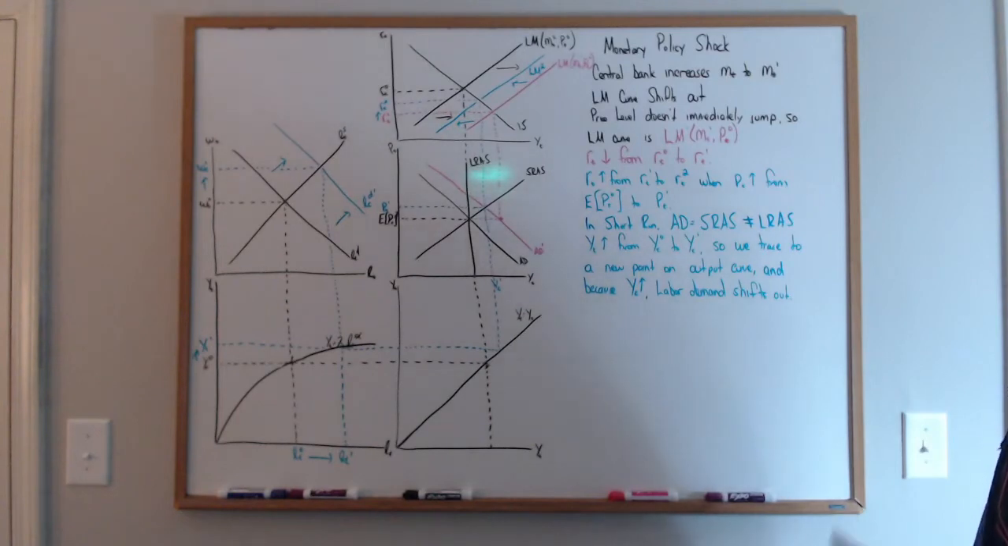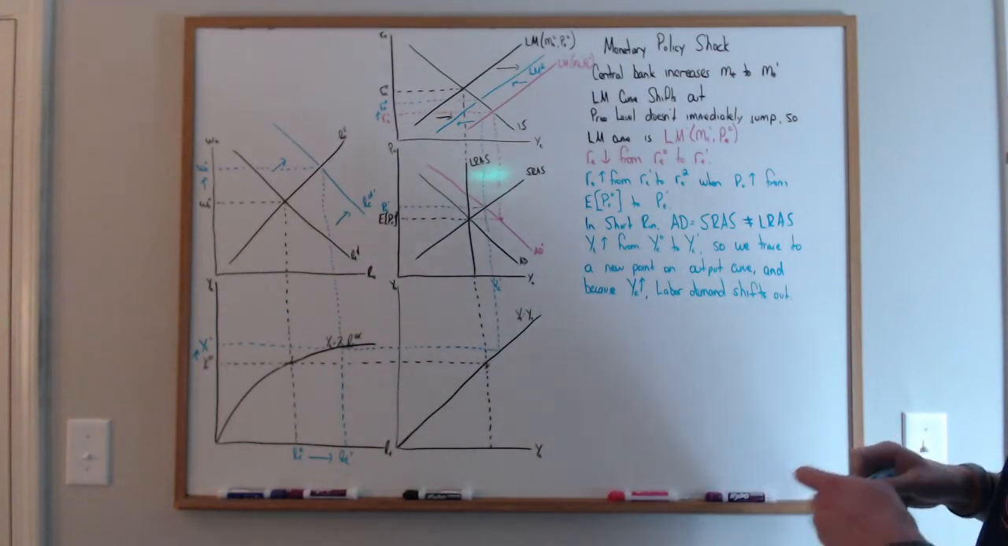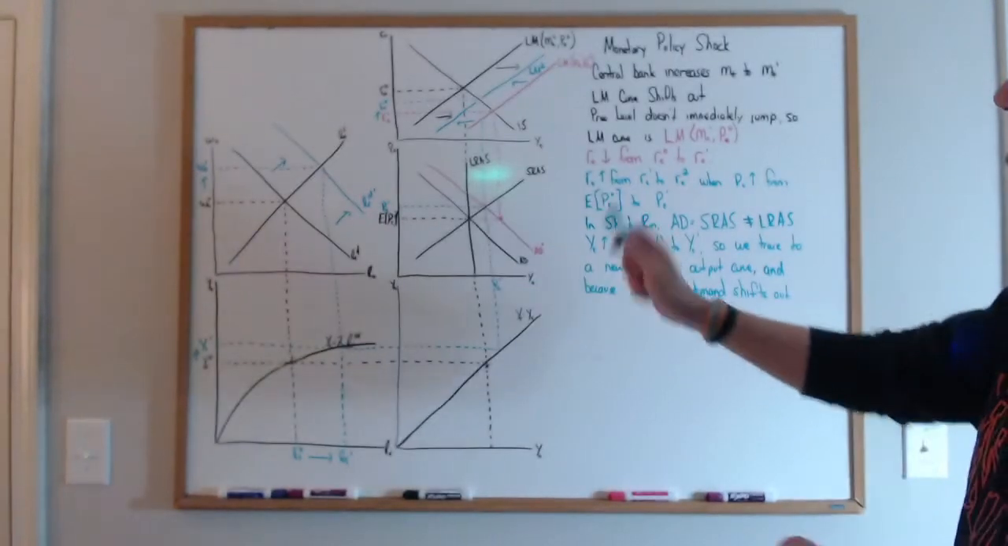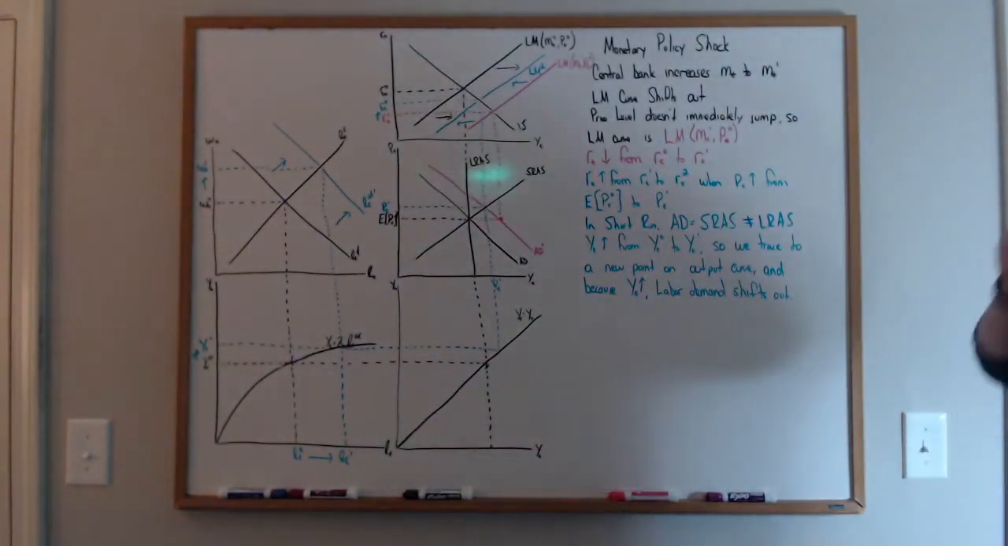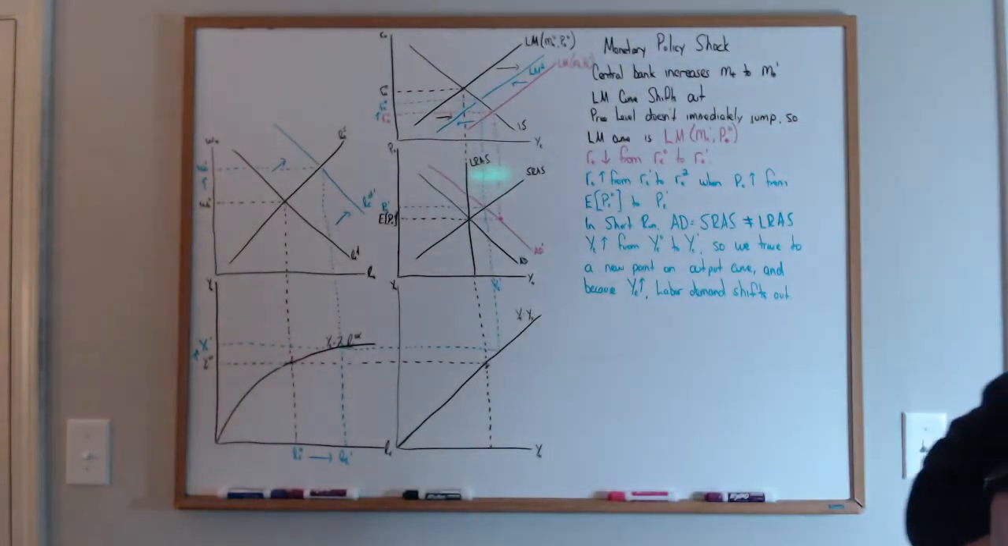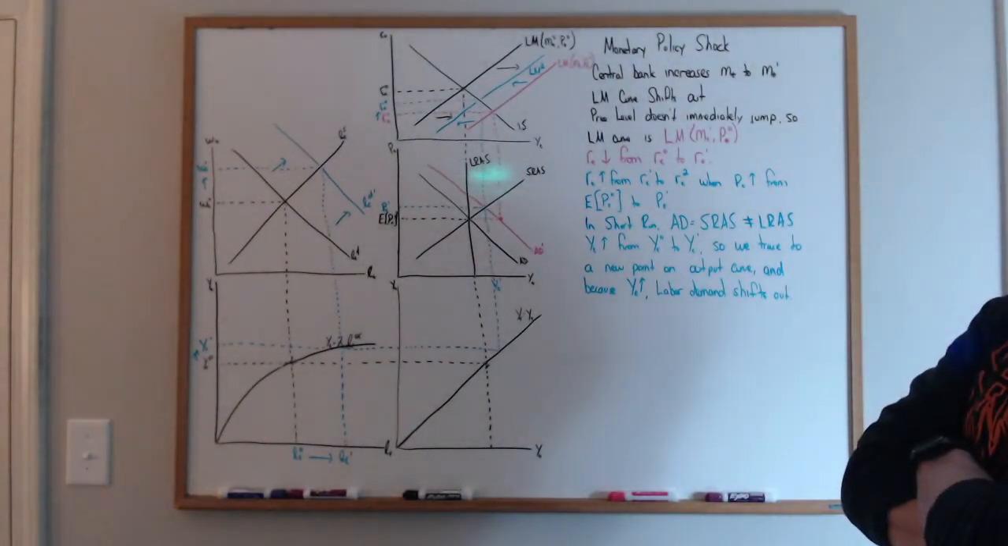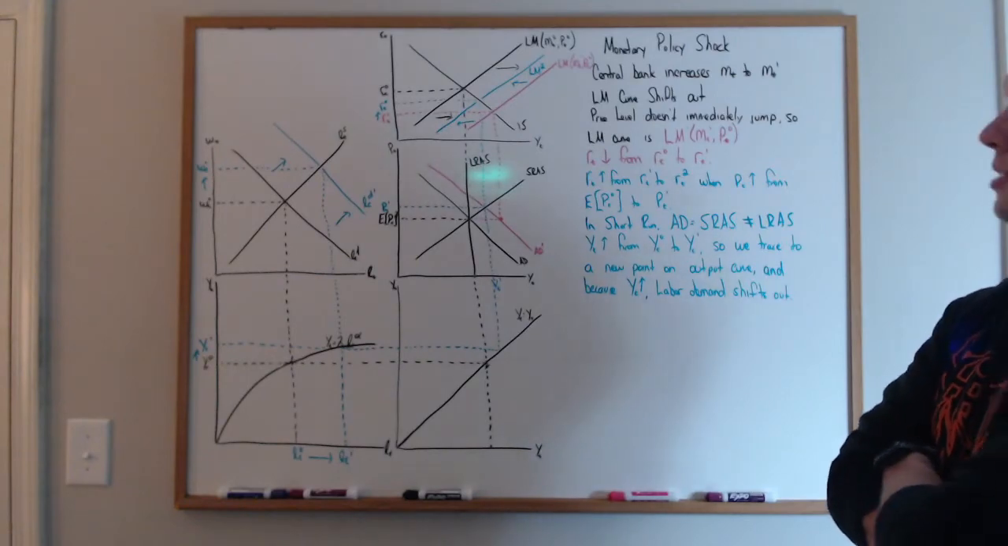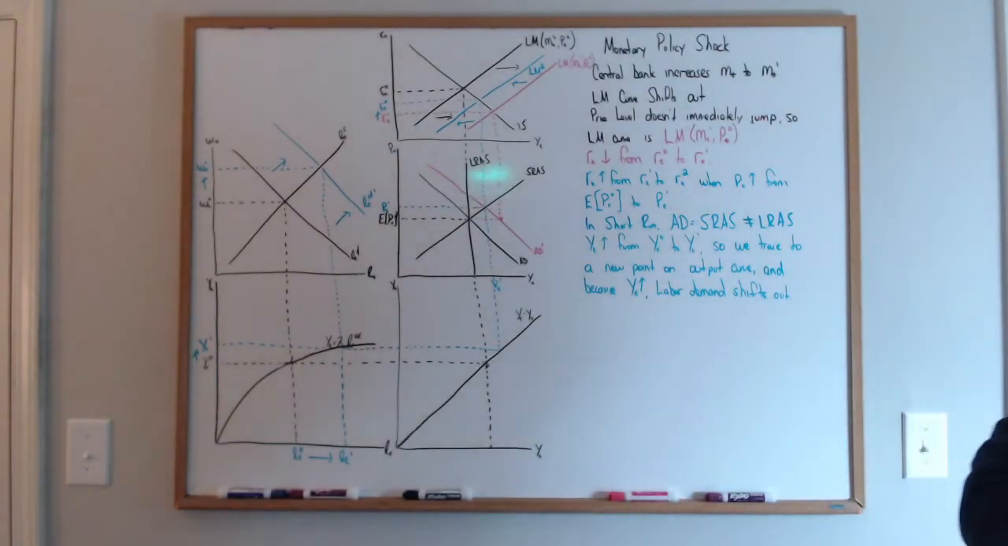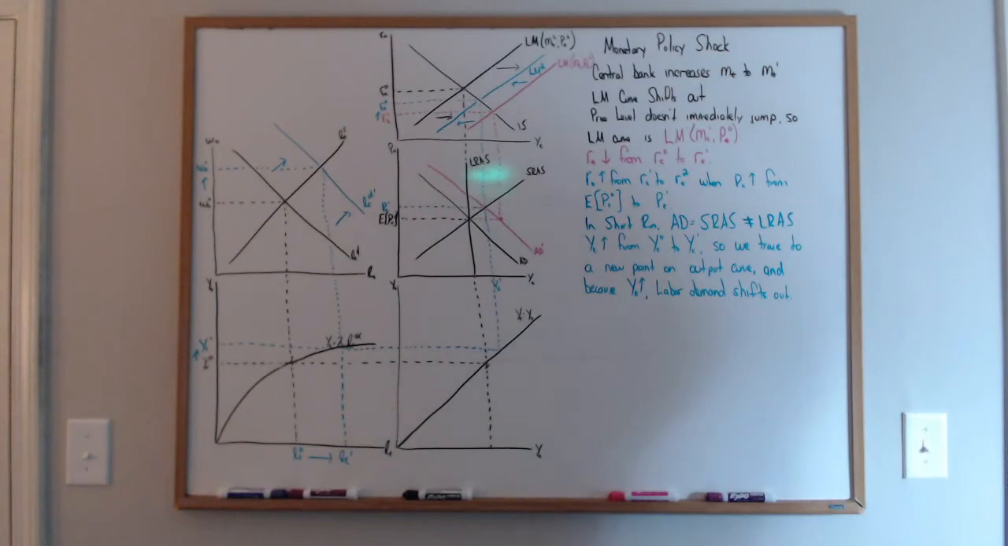So it looks like there's some more moving parts, and that's because there are some more moving parts. Because we have sticky prices, which allow for responses in output to actually take place, because not all prices can adjust immediately in response to a monetary policy shock this time. So we actually get real responses in economic variables now.